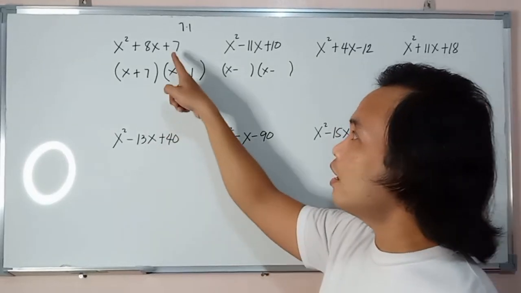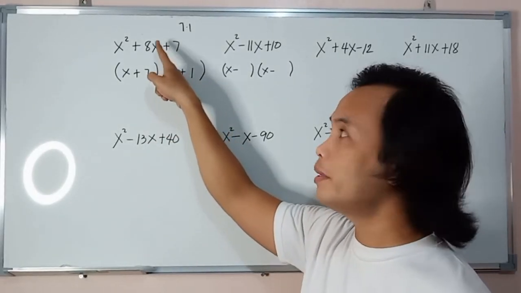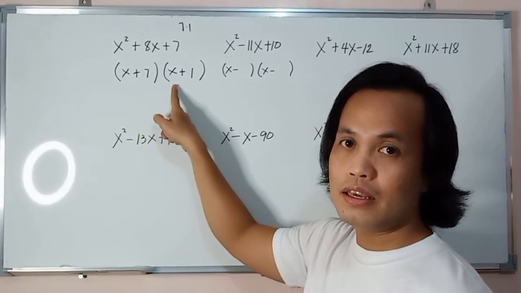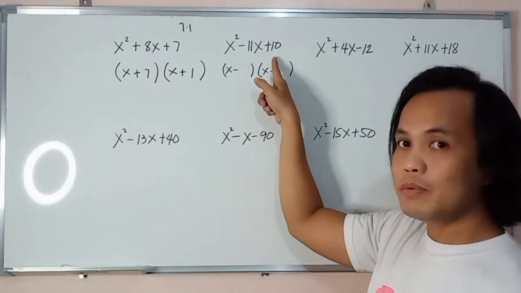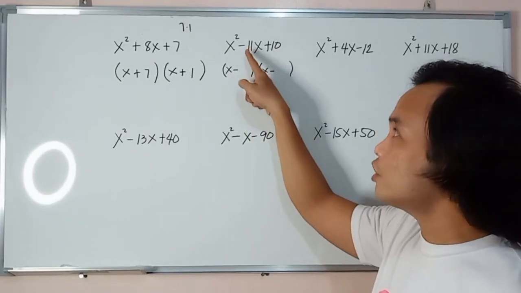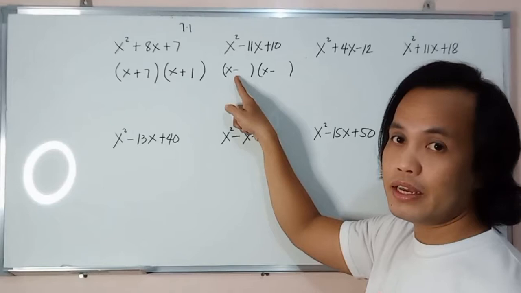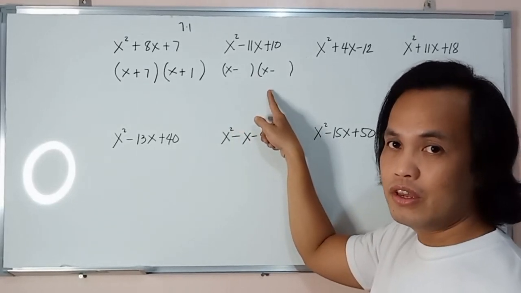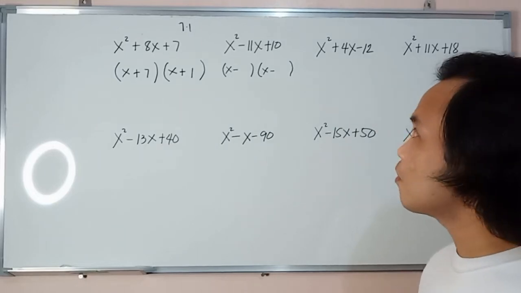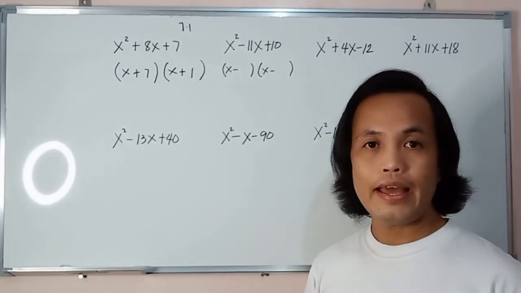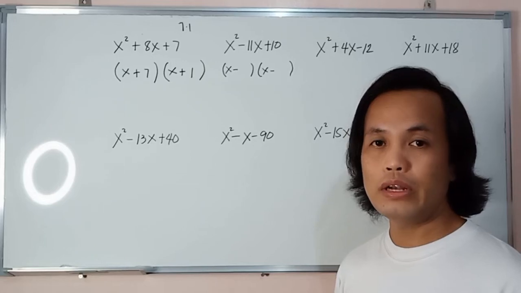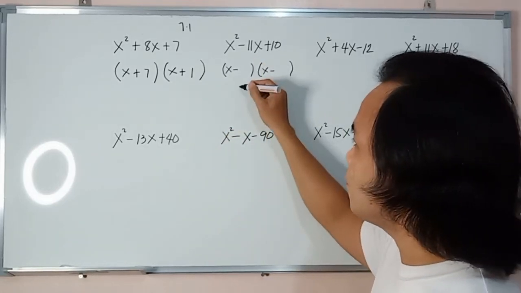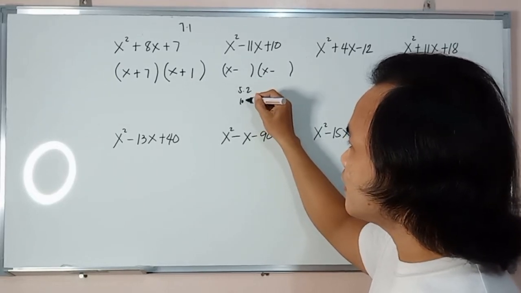So we simply copy negative and negative. In the first example, the last term is positive and the middle term is positive, so we have plus and plus. Here, since the last term is positive and the middle term is negative, we copy minus and minus. Now, again, we get the factors of 10 that when added will give us 11. We list down the factors of 10: 5 times 2, 10 times 1.